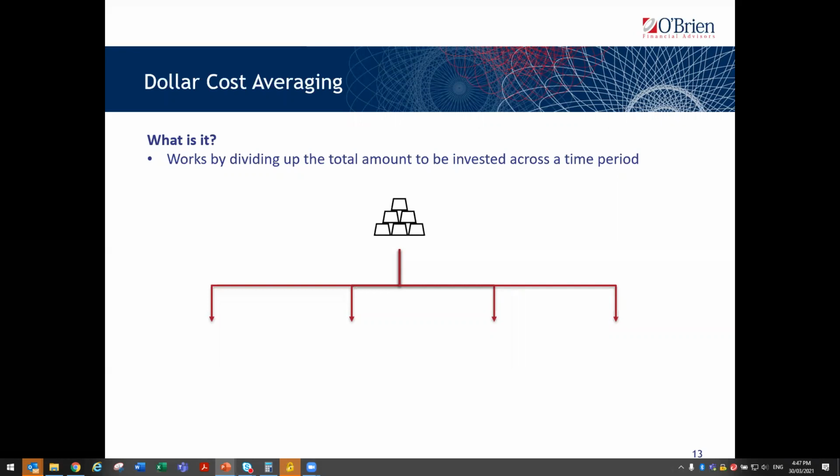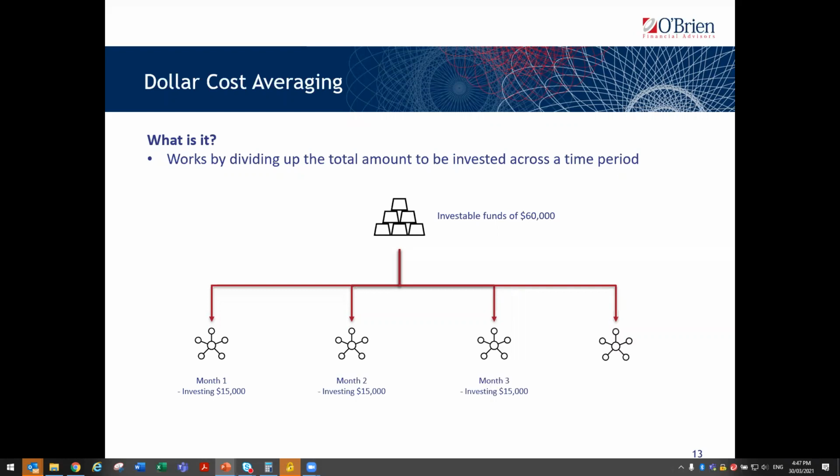So in this example, we have a client with $60,000 investable funds. This strategy works by dividing the available funds for investments over a period of time. In this case, we took monthly investments and we invested it over 4 months by investing $15,000 per month over 4 months.